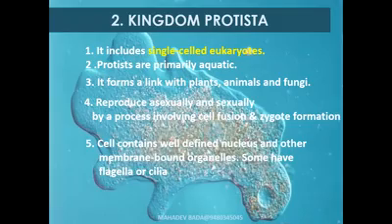When we take the first kingdom, Monera, they are the prokaryotes. Here, from Protista onwards, Protista, Fungi, Plantae, Animalia, these groups are called eukaryotic organisms because a true nuclear membrane is there and membrane-bound organelles are present inside the cell. So they are called the eukaryotic organisms.